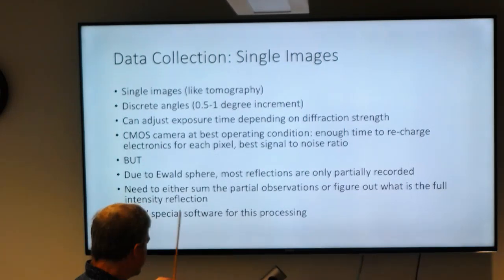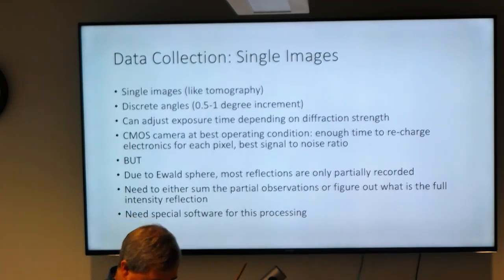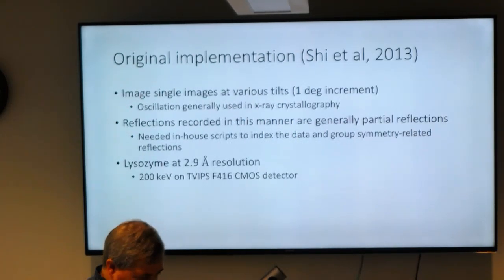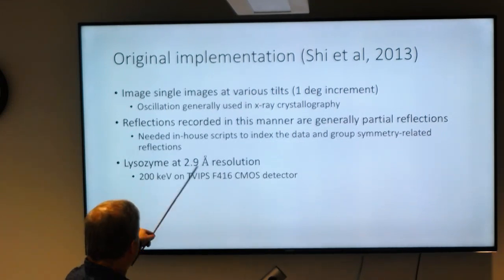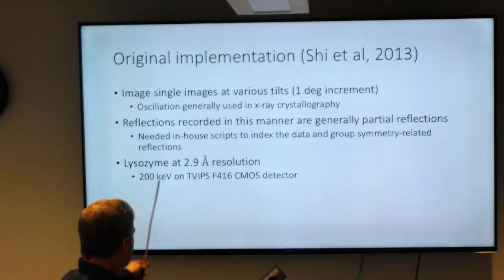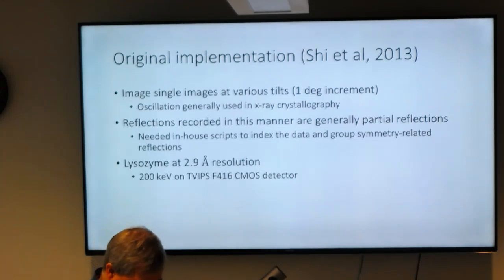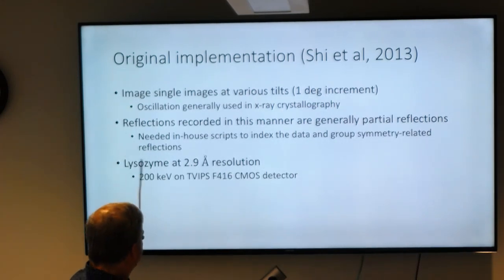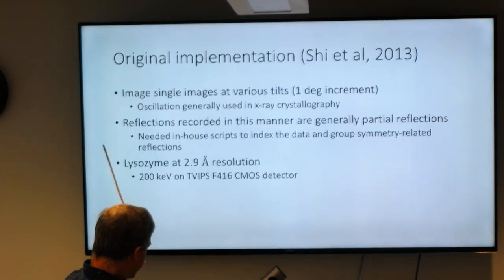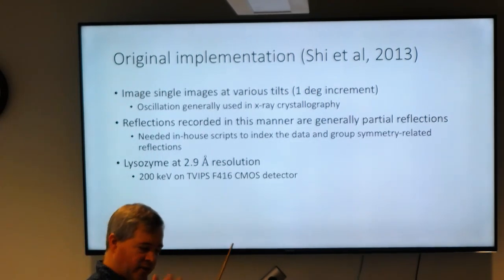And so they needed special software to solve the structure. When this was originally published, they did lysozyme on a 200 kilovolt microscope with a TVIPS CMOS detector at 2.9 angstrom resolution. But they needed a lot of their own in-house scripts to index the data and get everything right. They also had to take a whole bunch of images of different crystals in order to fill in space.